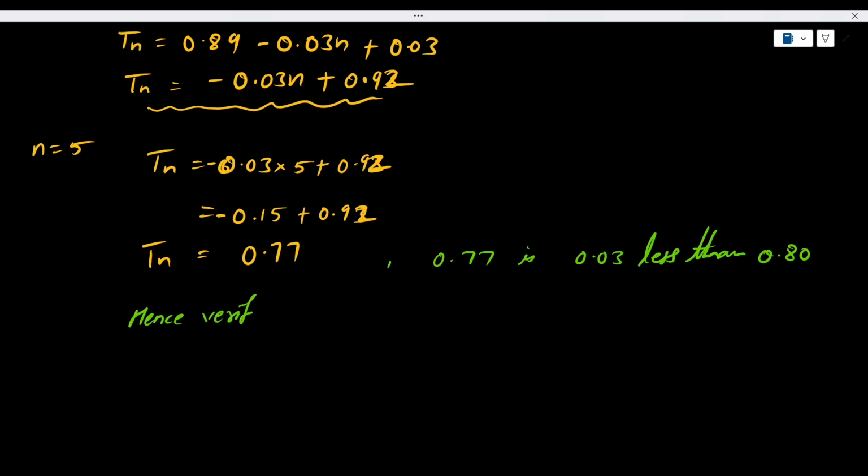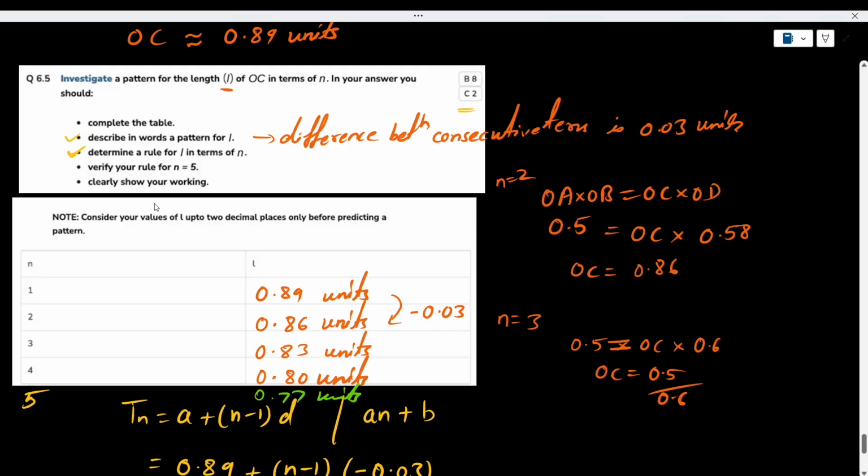There is one more bit you have to do here. What is the last bit? If you see clearly, show your working. So wherever you are solving it, make sure you are doing it properly.